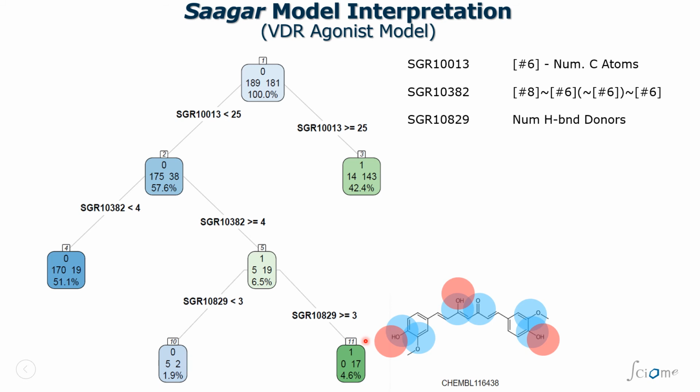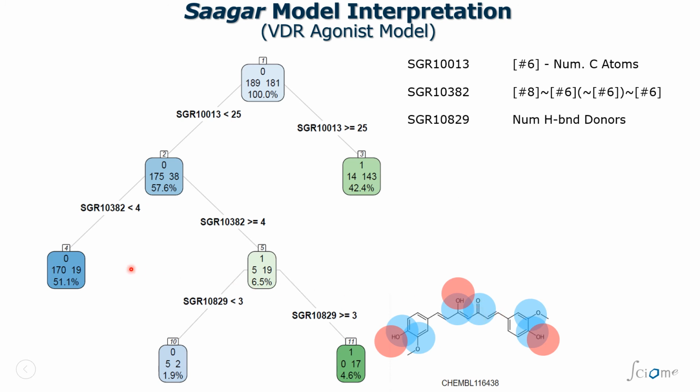We can look at this path here, molecules which have less than 25 carbon atoms, and 4 or more occurrences of feature 382, which is oxygen connected to the middle carbon of a 3-carbon chain, and 3 or more occurrences of feature 829, which is the number of hydrogen bond donors. All those compounds are likely to be active, and this terminal node has 17 such compounds satisfying all these 3 conditions, and they are all active. And here we show a representative molecule which has all these 3 features. Here we are showing the number of hydrogen bond donors in red and the feature 382 highlighted in blue.